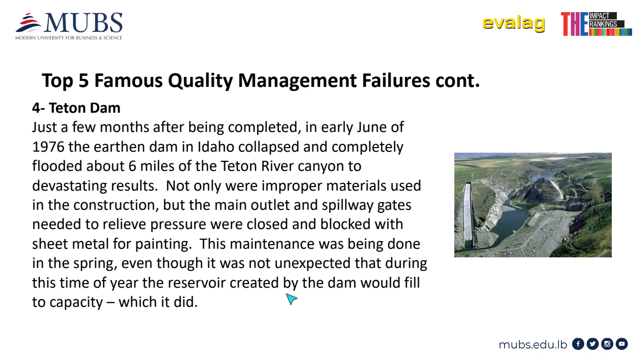Not only improper material used in the construction, but the main outlet and spillway gates needed to relieve the pressure were closed and blocked. And why? With sheet metal for painting. This maintenance was being done in the spring. Even though it was not unexpected that during this time of the year, the reservoir created by the dam would fill to capacity. And it did. So for some painting maintenance, this had led to a disaster.